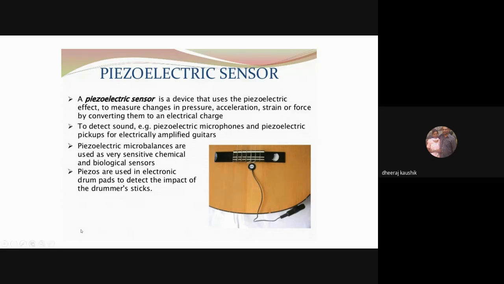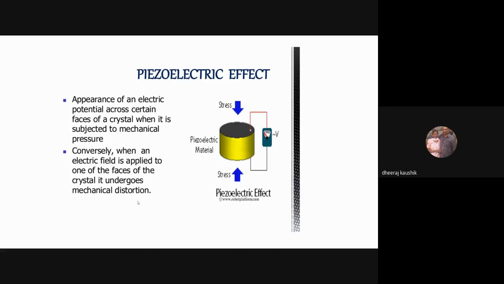They are mainly used to detect sound in piezoelectric microphones and piezoelectric pickups for electrically amplified guitars. Piezoelectric microbalances are used as very sensitive chemical and biological sensors. Piezos are used in electronic drum pads to detect the impact of the drummer's sticks. These are a few applications of piezoelectric sensors.